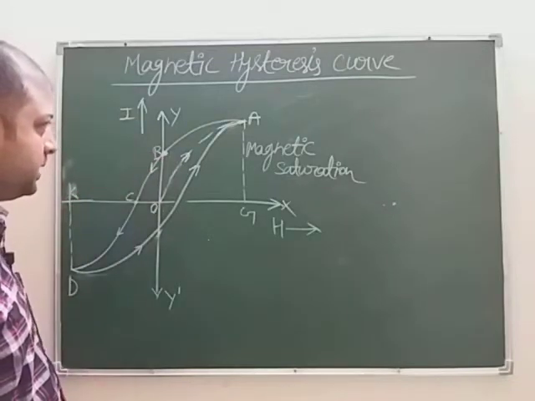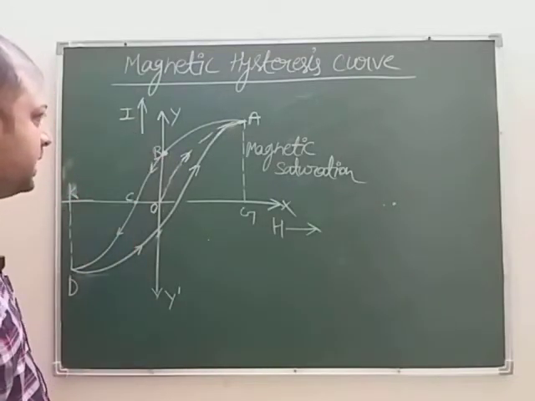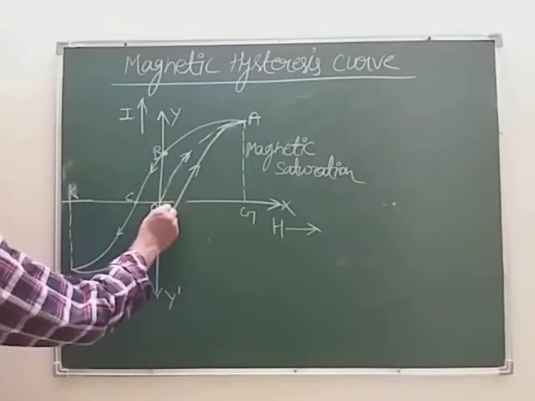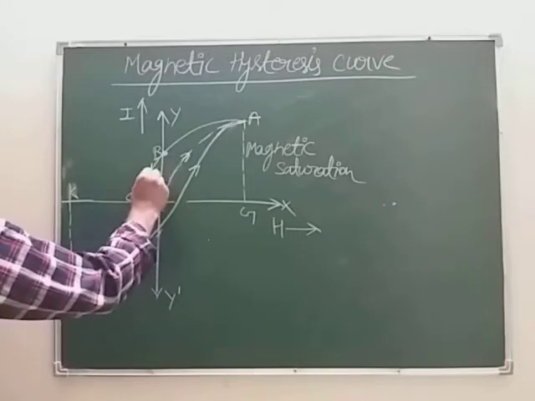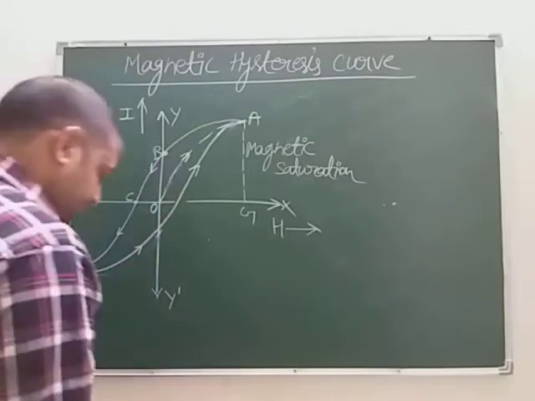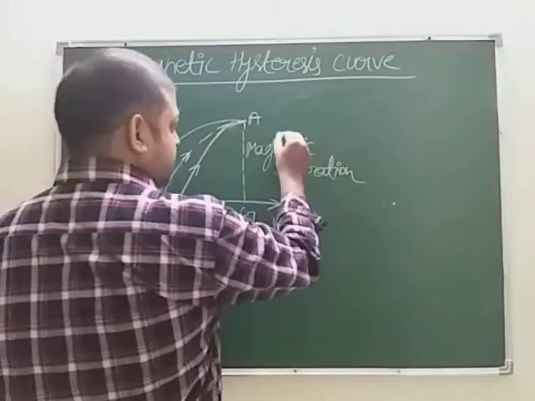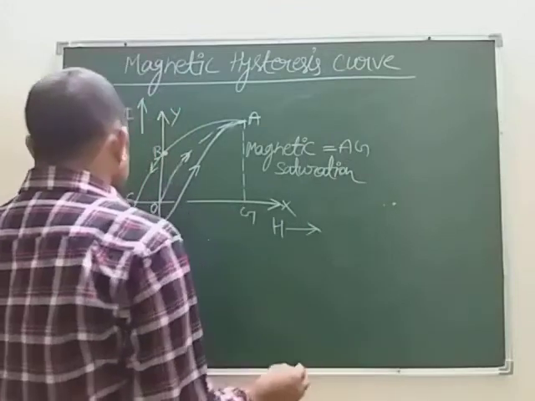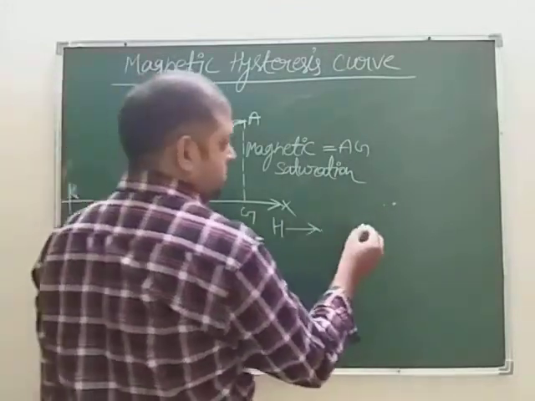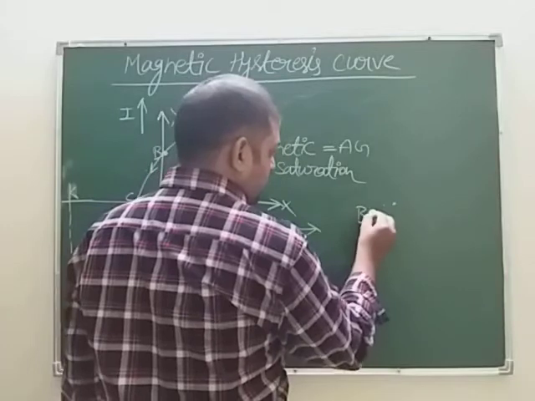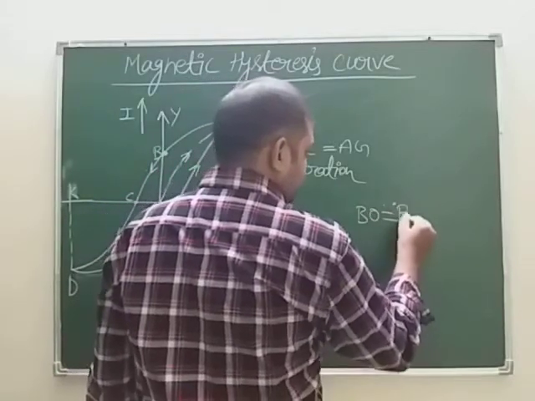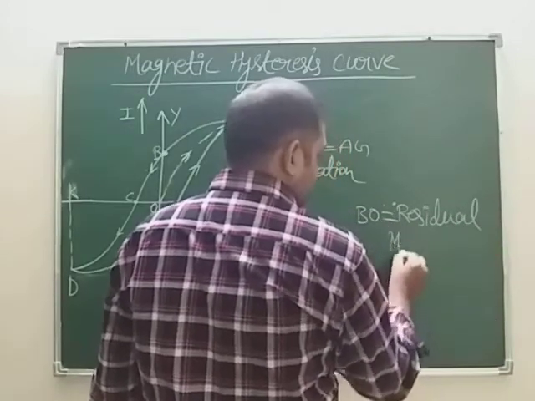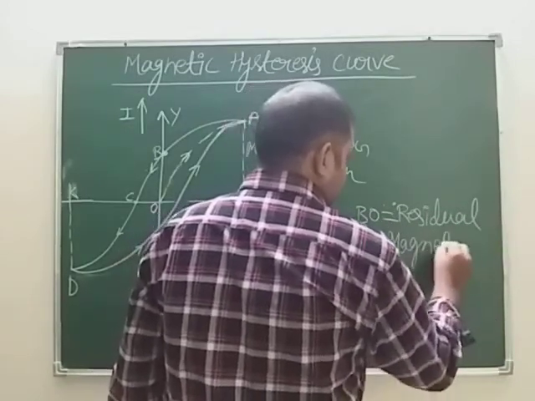This part OB is called residual magnetism, because it is left after H becomes 0. So I will write here: magnetic saturation AG, and OB is residual magnetism.